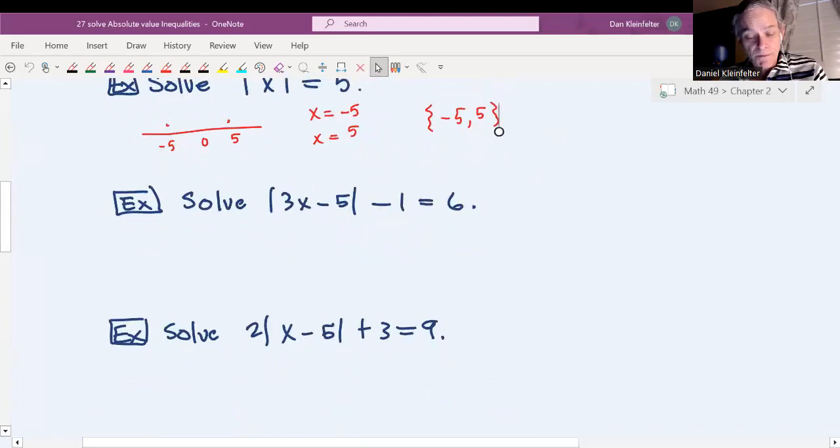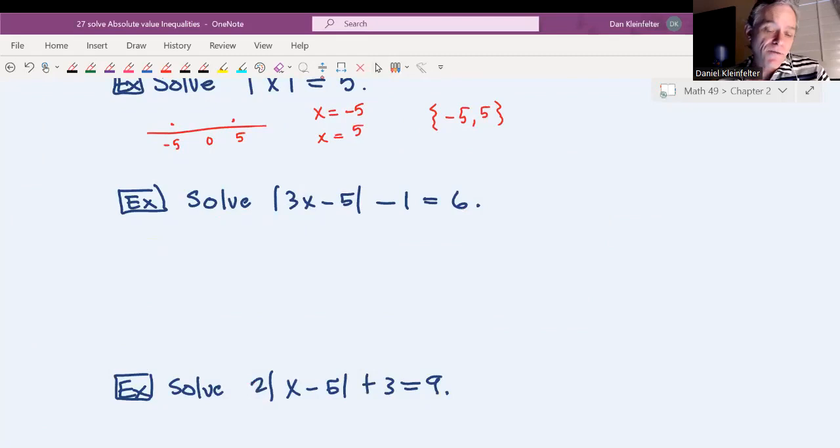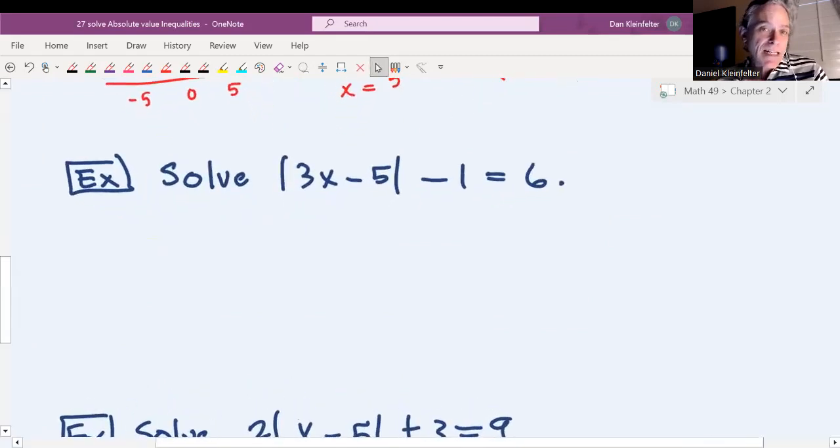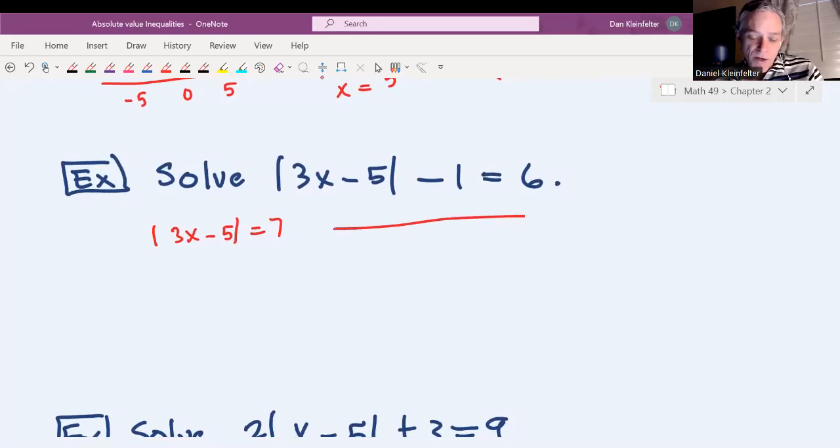Okay, moving on. One that's a little more interesting. We've got the absolute value of 3x minus 5, minus 1, is equal to 6. Before we start trying to think about distance from 0, we need to isolate the absolute value part. If you look at this and think, okay, -6 and 6, you're a little too early. So we want to add 1 to both sides of our equation first. This is the absolute value of 3x minus 5 equals 7. Always get the absolute value isolated first.